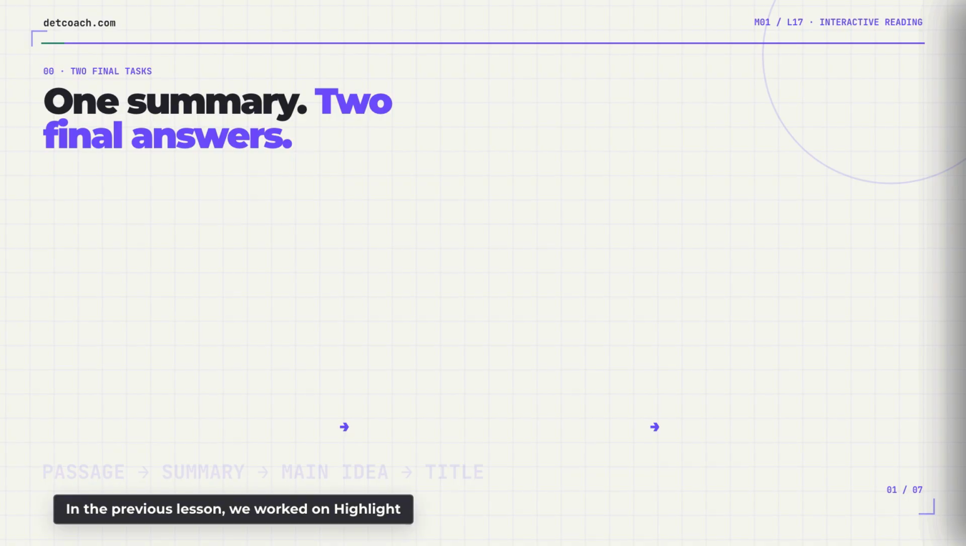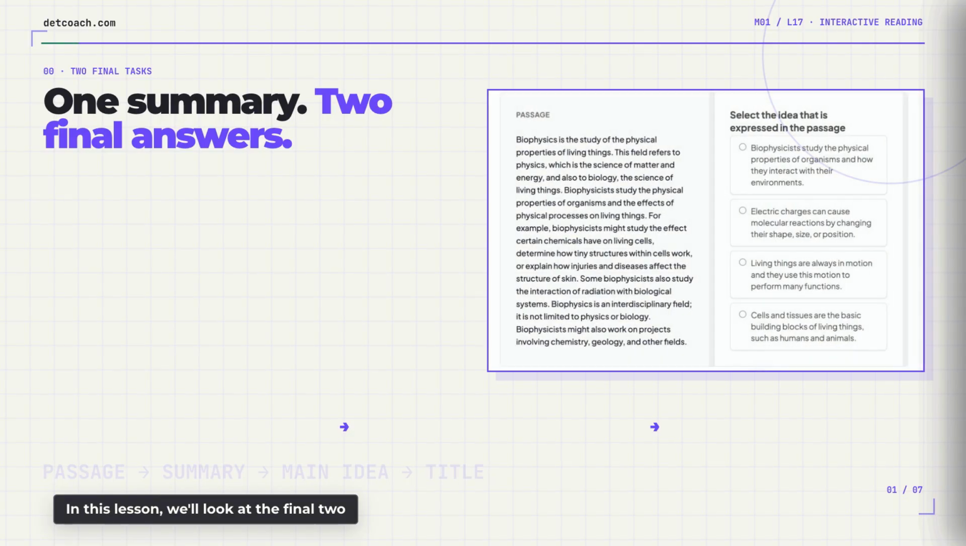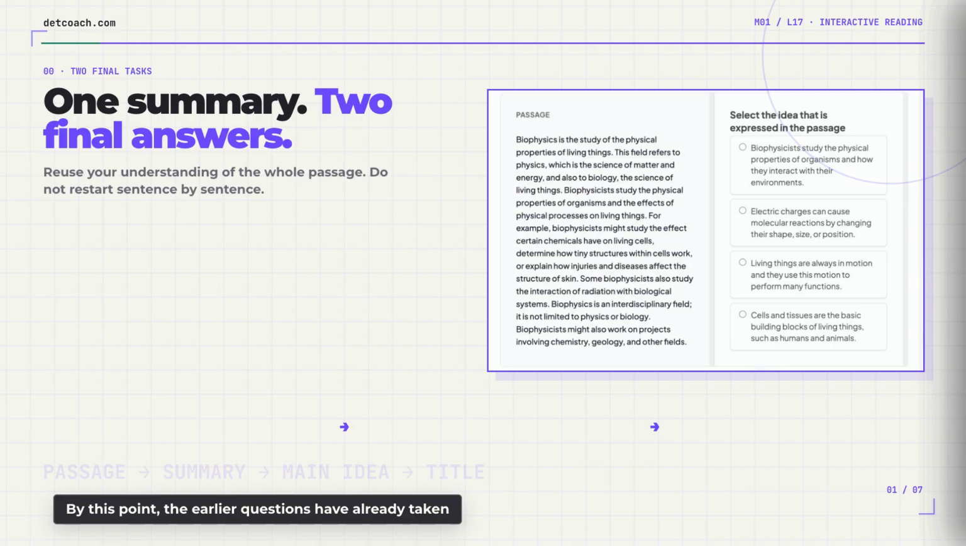In the previous lesson, we worked on Highlight the Answer. In this lesson, we'll look at the final two interactive reading tasks: Identify the idea and title the passage. By this point, the earlier questions have already taken us through the full passage. There is no need to analyze it again sentence by sentence from the beginning.